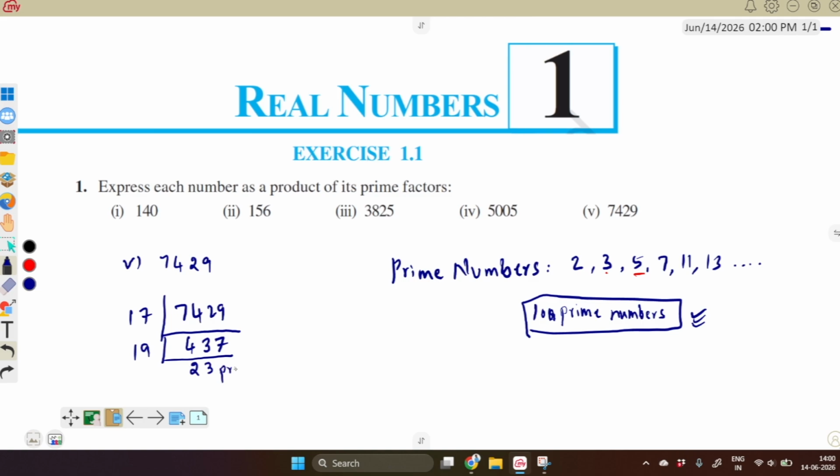We got 23. 23 is a prime number. So I'll stop the process and we'll write the product. That is 17 times 19 times 23. It's optional to put the powers. Okay. So this is a very easy one.